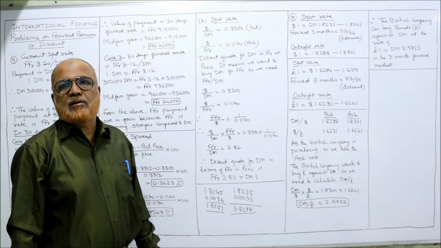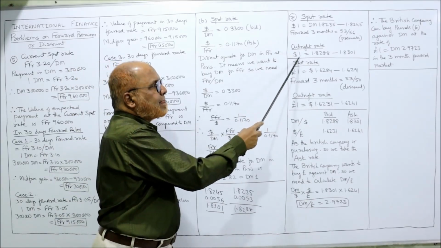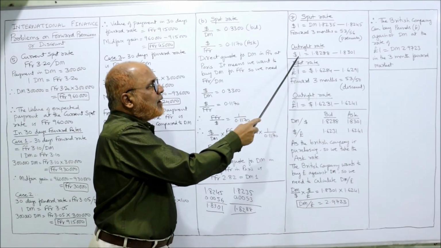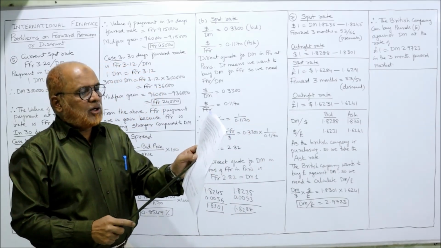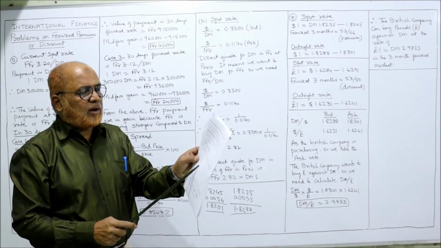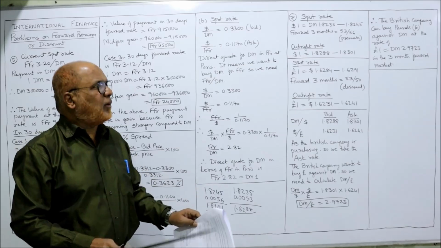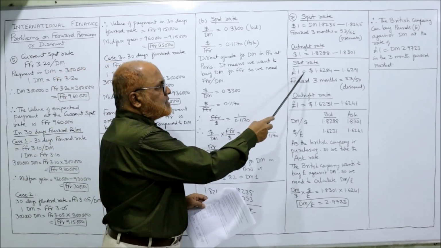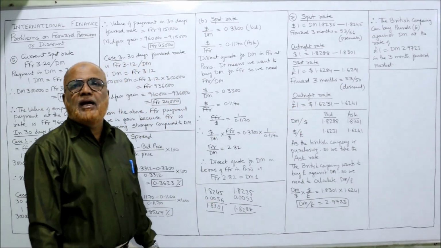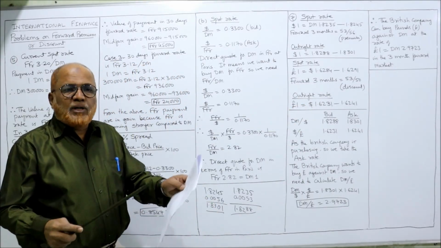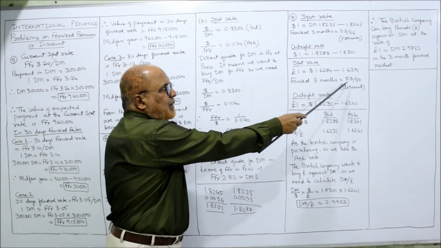3-month outright rate for DM per dollar. Similarly, the second quotation is given: dollar 1.6284, 1.6291 per pound. Dollar per pound is given. So 1 pound is equal to dollar 1.6284, 1.6291, bid rate and ask rate. Now the 3-month forward points are 53 by 50.